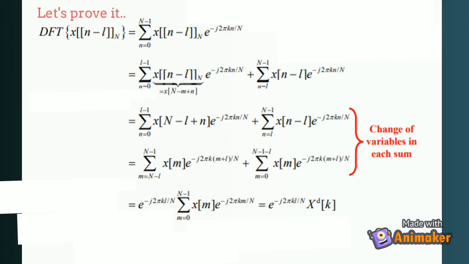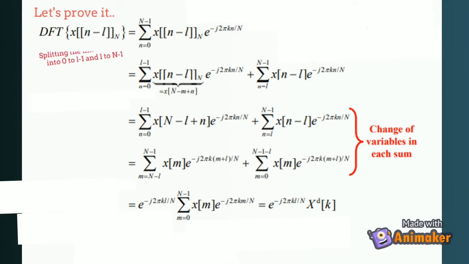Let's prove it. We start by taking the RHS part, that is x of n minus L modulo capital N, and apply discrete Fourier transform for the same. Then we get summation n is equal to 0 to capital N minus 1 x of n minus L modulo capital N multiplied by e to the power minus j 2 pi k n upon capital N.